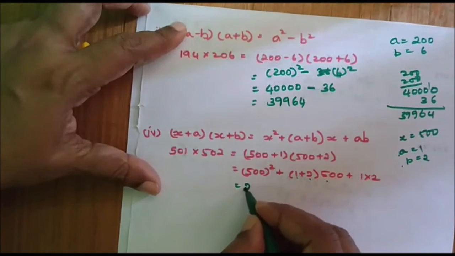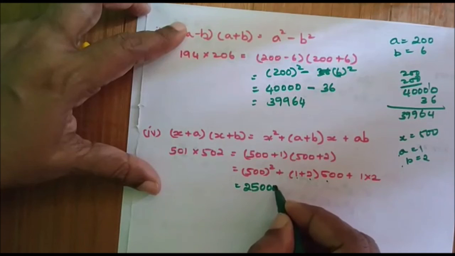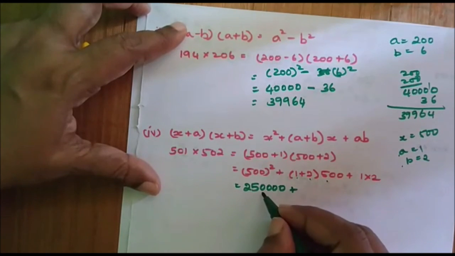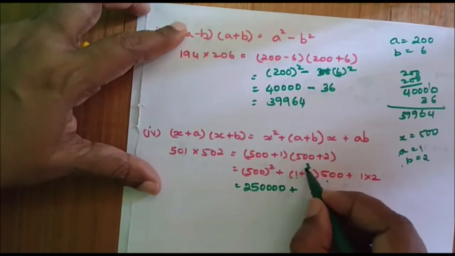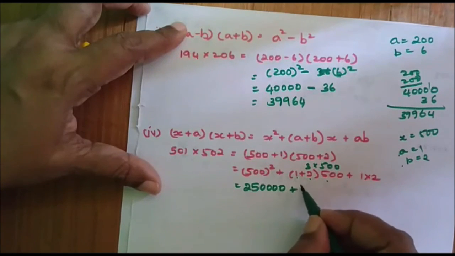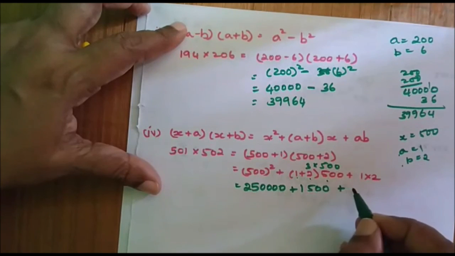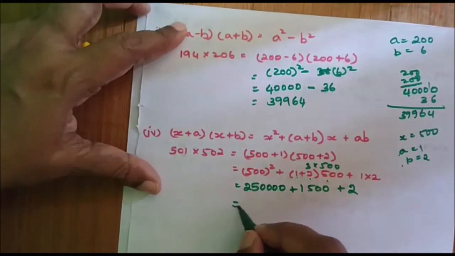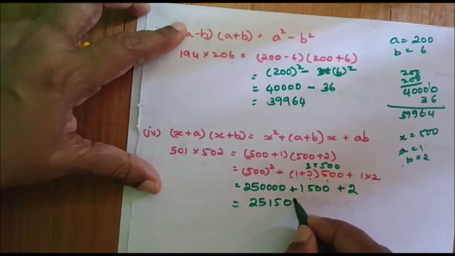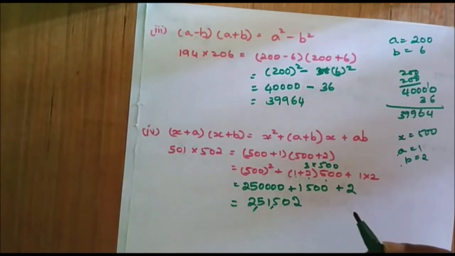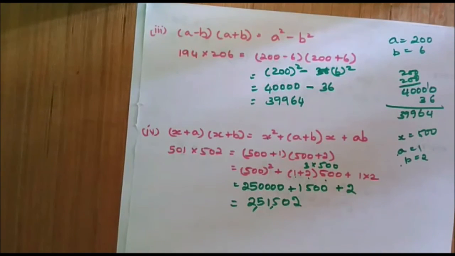So what is 5 squared? It is 25 followed by 4 zeros. That is plus 1 plus 2, that is 3. 3 into 500 is nothing but 1500 plus 2. Okay, so when you add it, what do you get? You get 1502. Okay, so it is 2,51,502.